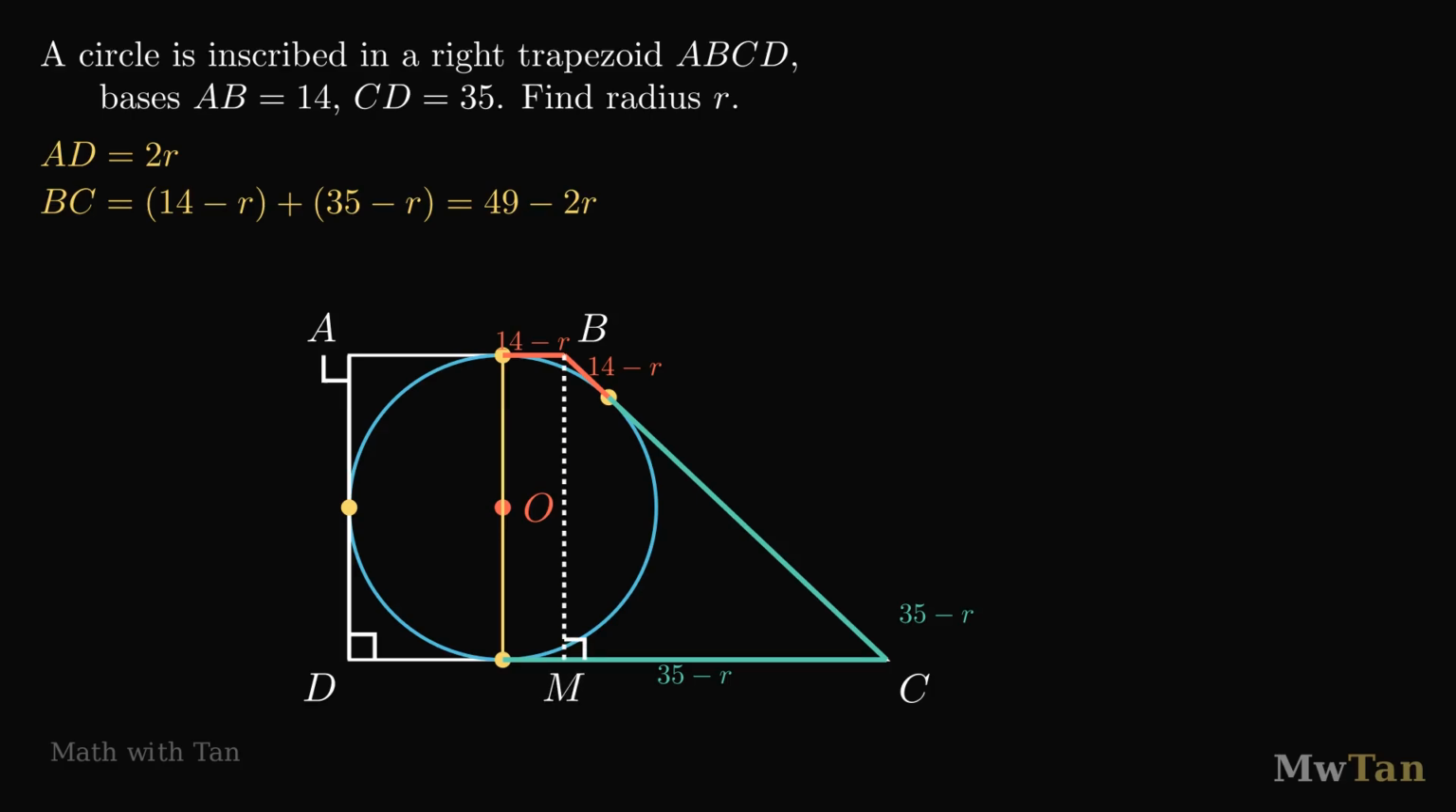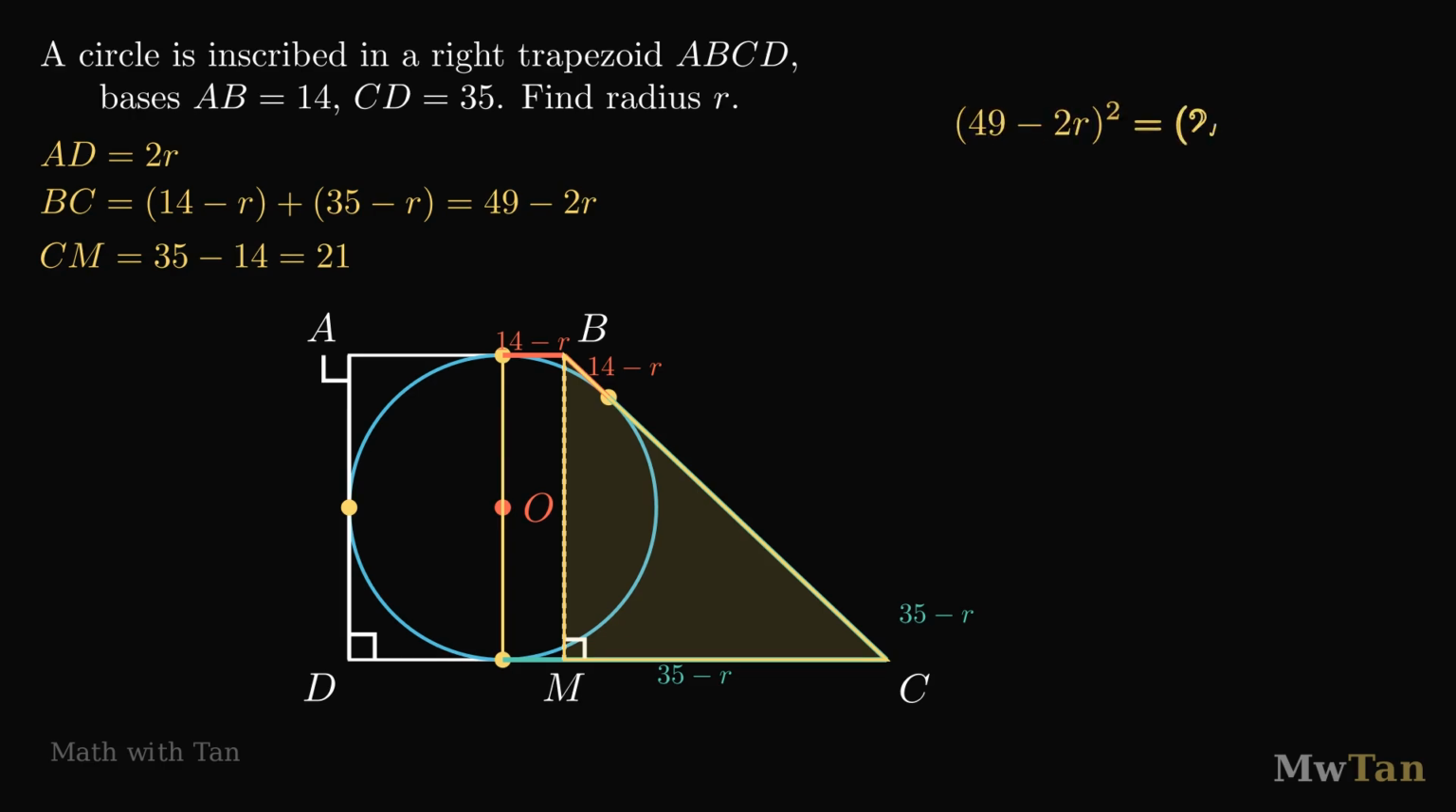To use algebra, we drop an altitude down to point M, forming a rectangle on the left. So the height BM is 2r, and the remaining base CM is 35 minus 14, which leaves 21. Now, we invoke the Pythagorean theorem on our highlighted right triangle. Expanding the left side, we get this quadratic expression.